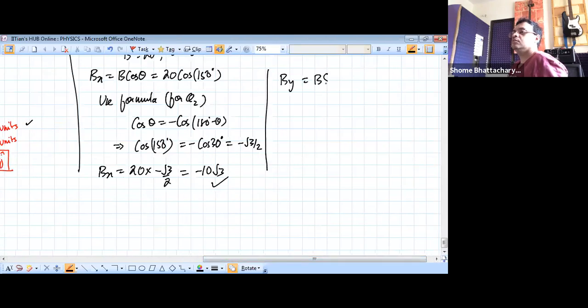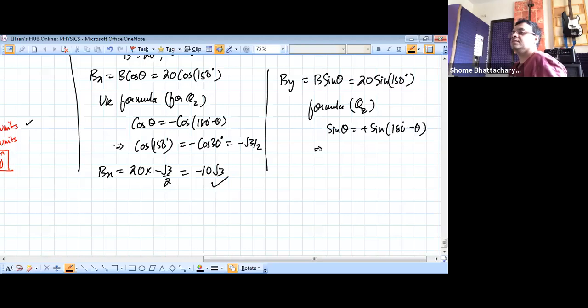By is B sine theta, which is 20 sine 150. Now again, the formula for quadrant 2 is that sine theta is positive of sine 180 minus theta. ASTC, so sine is positive. So that implies that sine 150 is positive of sine 30, which is positive of half. So therefore, your y component becomes 20 into positive of half.